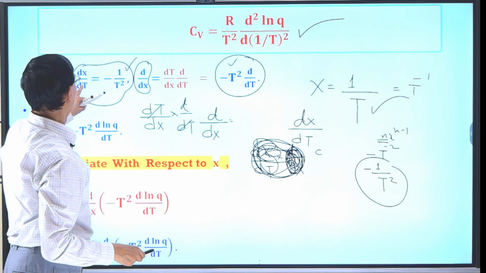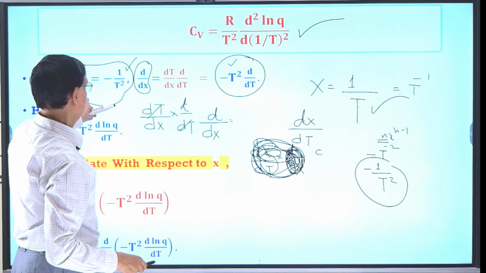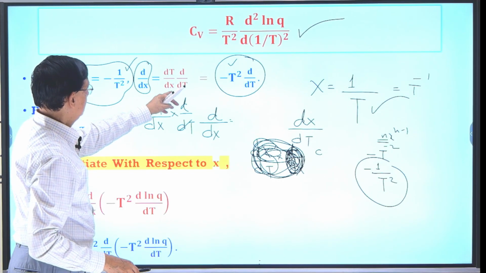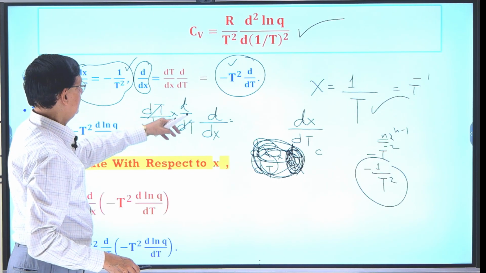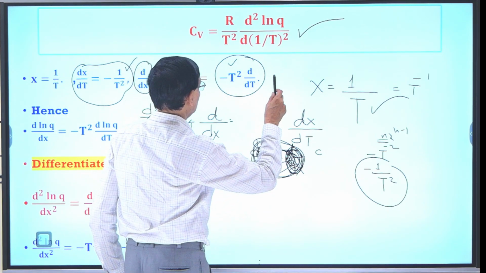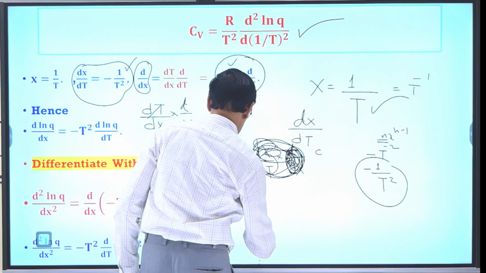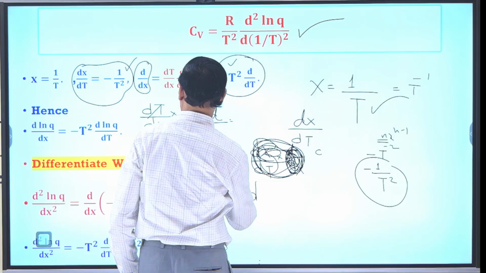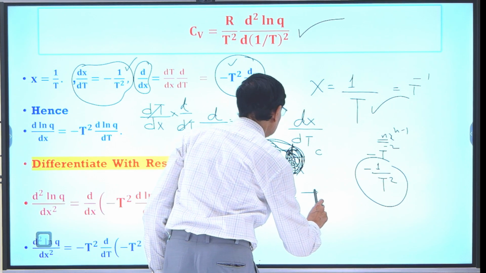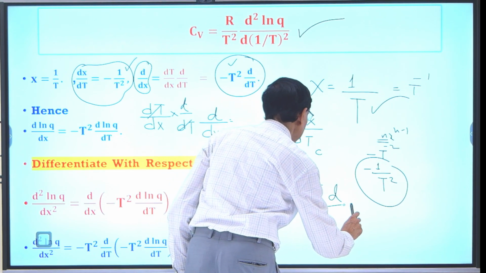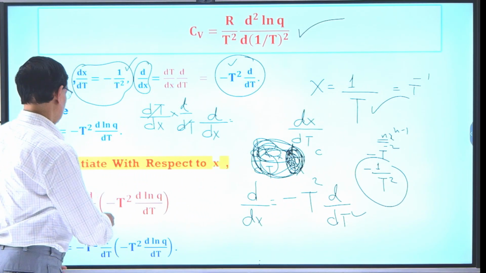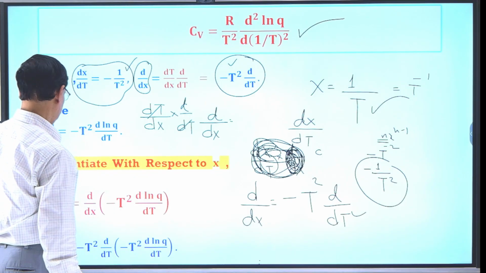So I am getting two values. First is dx by dt is minus 1 by t square, and d by dx is equal to minus t square d by dt. The two values. So I am getting d by dx is equal to minus t square d by dt. Now I have to substitute this value.